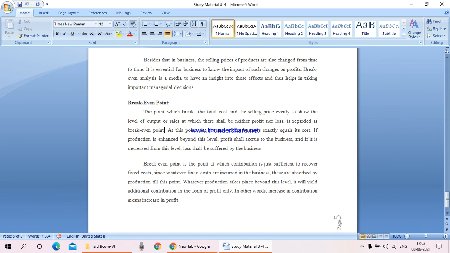Break-even point is the point at which contribution is just sufficient to recover fixed cost. Since whatever fixed costs are incurred in the business, these are absorbed by production till this point. Whatever production takes place beyond this level will yield additional contribution in the form of profit. See, at break-even point, contribution is equal to the cost. And again, beyond this, any increase in the production will bring revenue or profit to the organization.